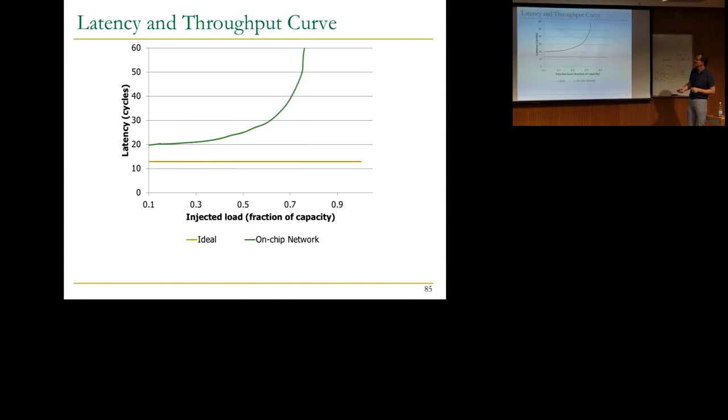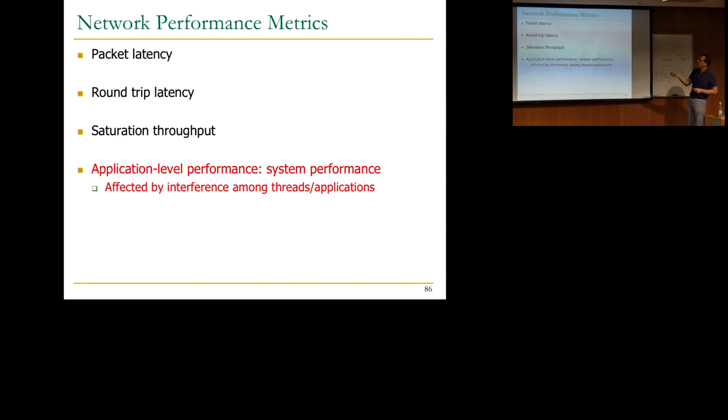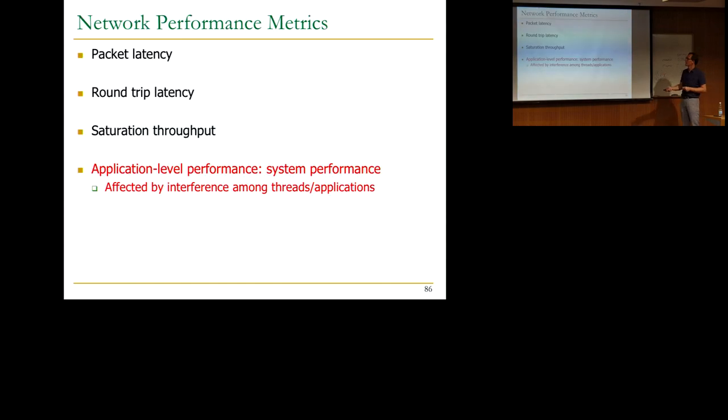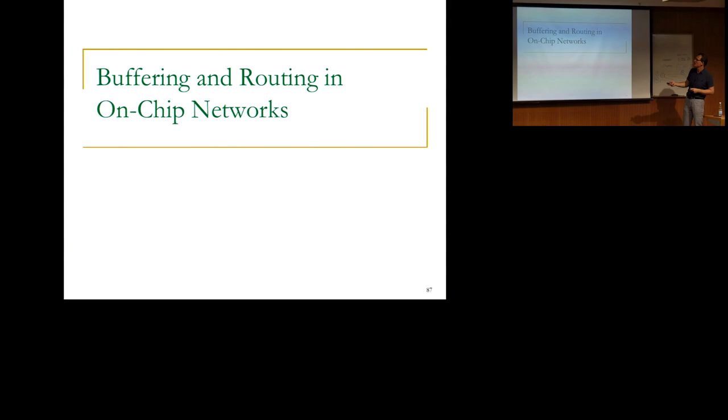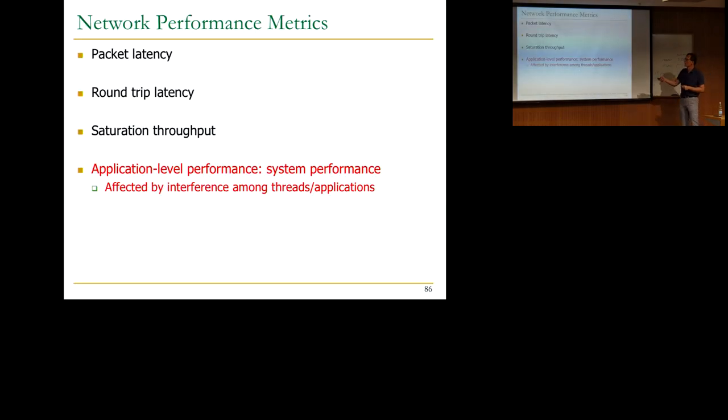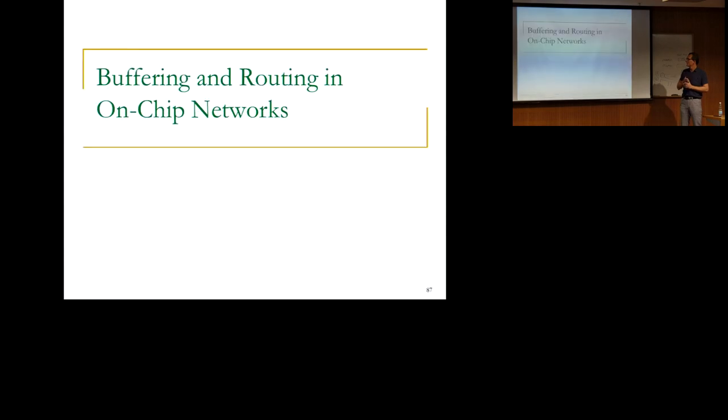You get that. OK, so basically, for network performance metrics, people measure packet latency, round trip latency, and saturation throughput. Saturation throughput is this one. Packet latency is wherever you are over here. And people draw these curves, but usually these curves don't take into account application-level performance. Basically, your system performance is affected by interference among threads and applications. OK, so this takes us to some interesting ideas, but this also makes us run out of time.